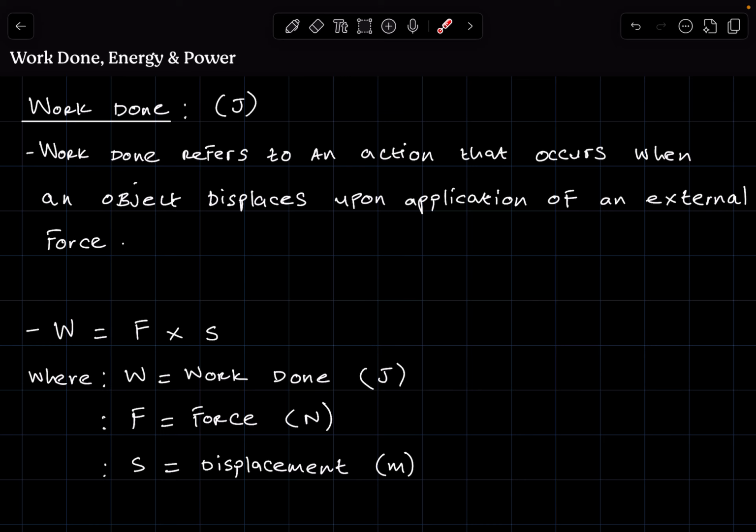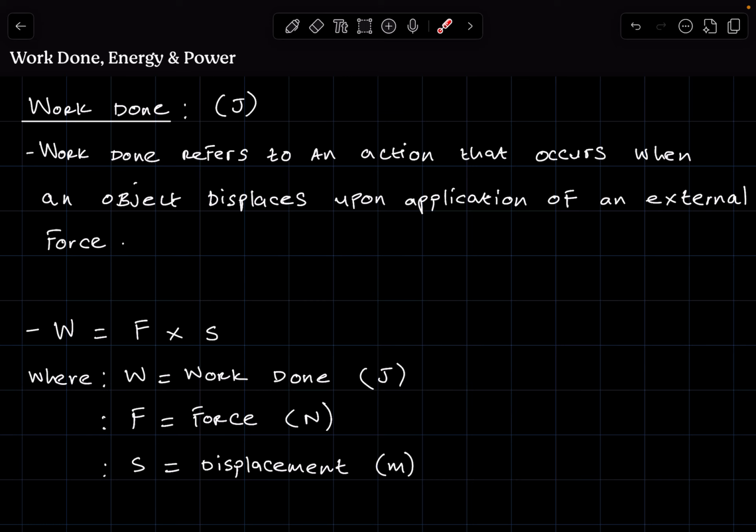On this lesson, we are going to be looking at work done, energy, and power. Now, before going through this lesson, you must have gone through the lesson on Newton's laws of motion, which, if you look at my playlist, comes just before this one.